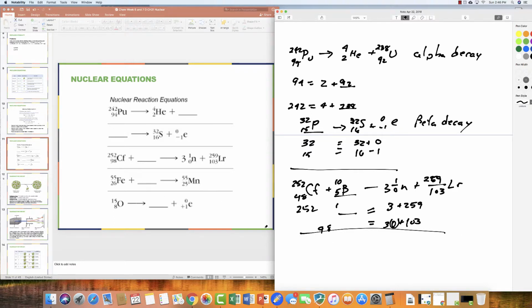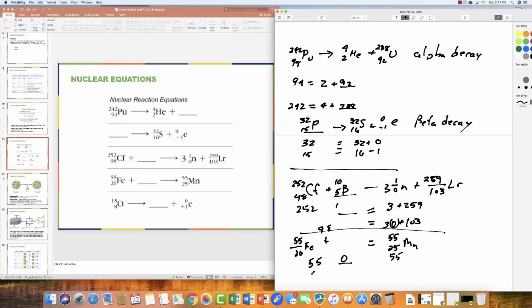Now this one here is iron-55, 26, plus something equals manganese-55, 25. So 55 plus something has to equal 55. Well, that's going to be 0.